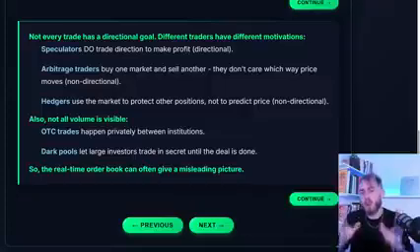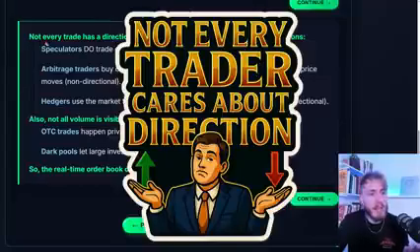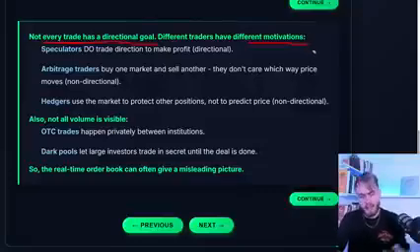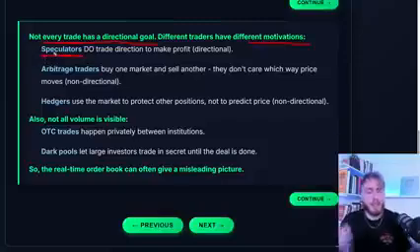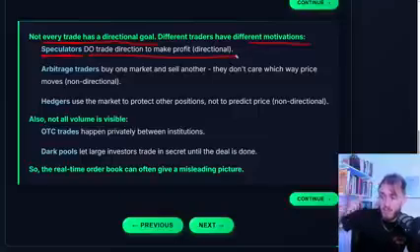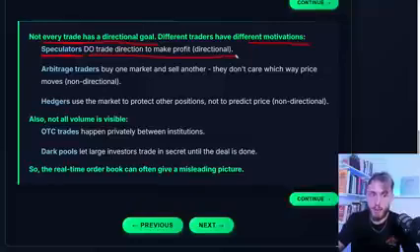Yet another problem with the order book and live order book trading is that not every trade has a directional goal. Different traders have different motivations and goals. And what do I mean by this? Well, first of all, speculators, and this is basically normal traders like me and you, we of course care about the trading direction. When we buy, we really want the price to go up, because that's how we make our money. Or if we short, we really want the price to go down, because that is how we make our money.